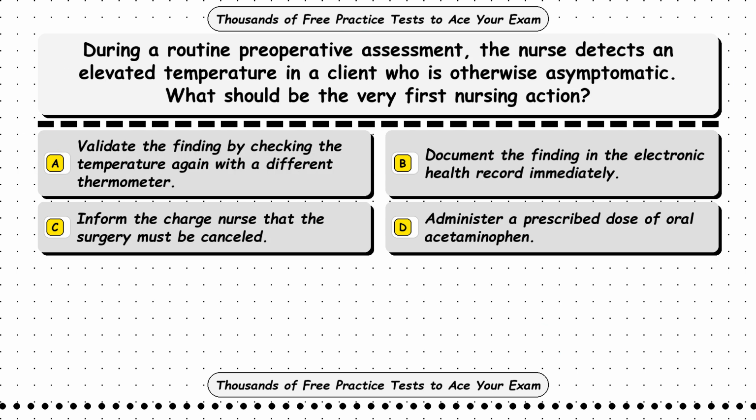Question 146. During a routine preoperative assessment, the nurse detects an elevated temperature in a client who is otherwise asymptomatic. What should be the very first nursing action? Option A, validate the finding by checking the temperature again with a different thermometer. Option B, document the finding in the electronic health record immediately. Option C, inform the charge nurse that the surgery must be cancelled. Option D, administer a prescribed dose of oral acetaminophen.